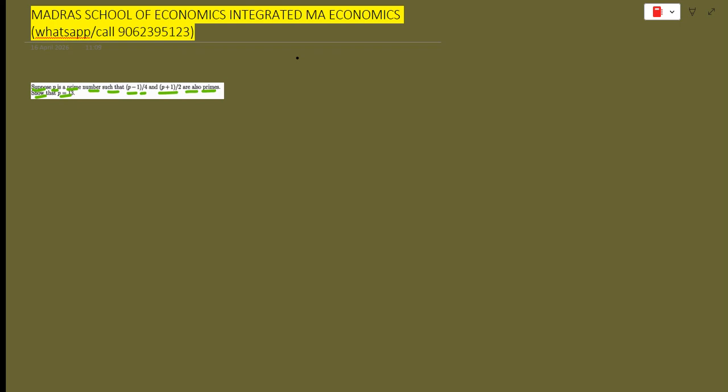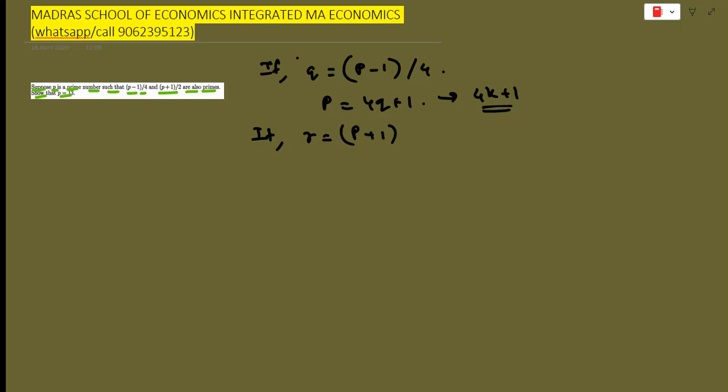These are not just random fractions. If Q equals (P minus 1)/4, then P is what? 4Q plus 1. So this is a prime in the form of 4K plus 1. Right? Now if R equals (P plus 1)/2, then we can say P equals 2R minus 1. Now we are looking for a prime trinity where the number itself and the two linear transformations of it are all prime. So this is basically the VIP club of number theory.